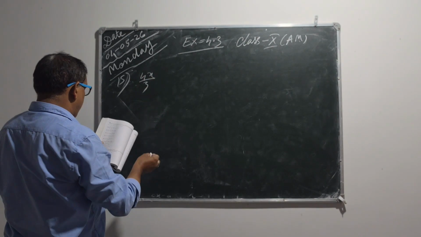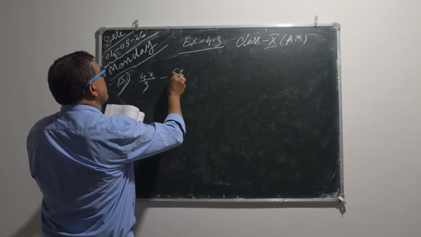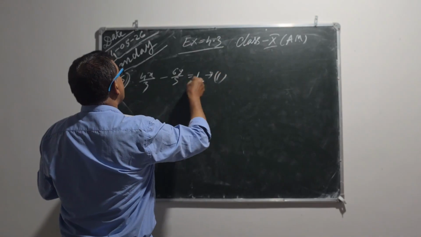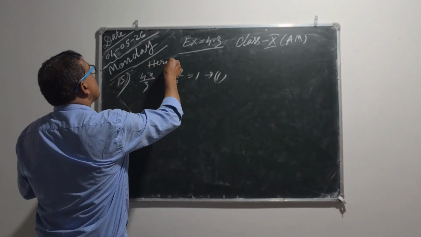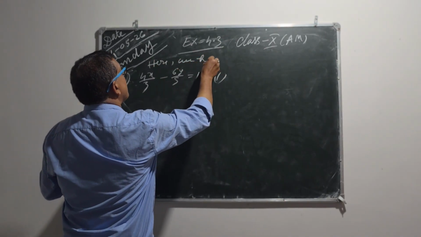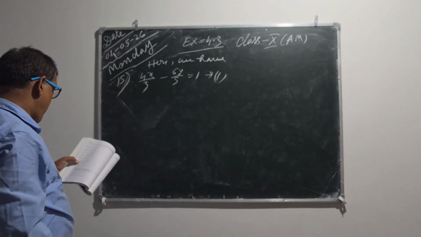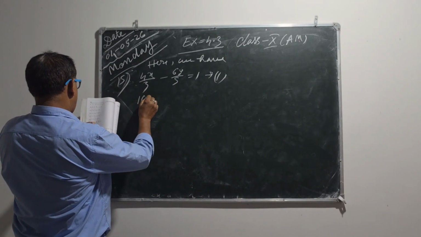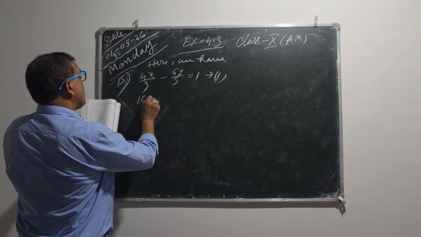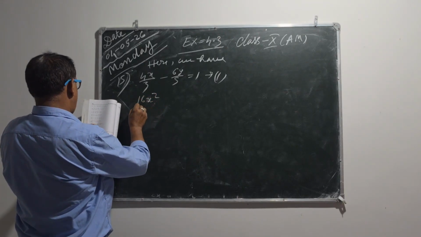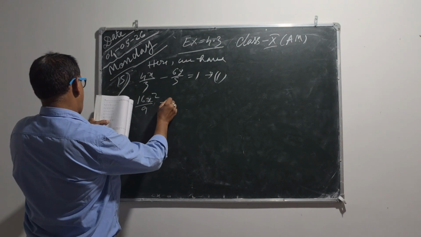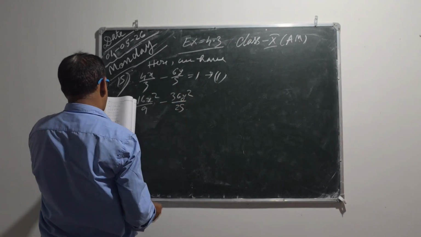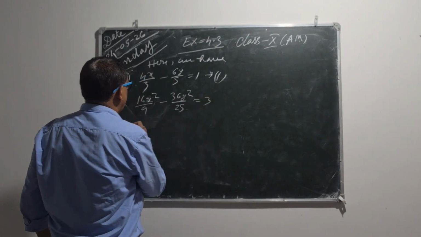Minus 6y by 5 equal to, this one side. Here we have this much. So the second equation is given here: 16x square divided by 9, 36y square divided by 25 equal to 3. So let us simplify this one now.